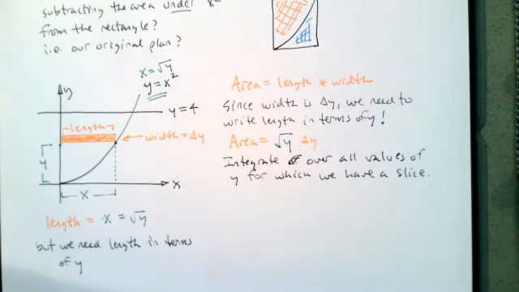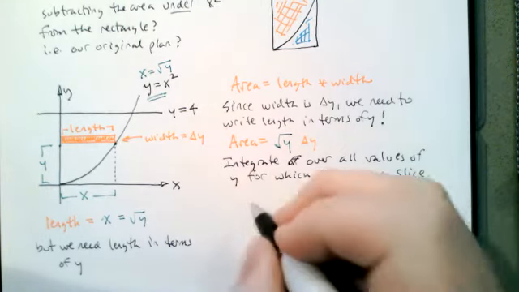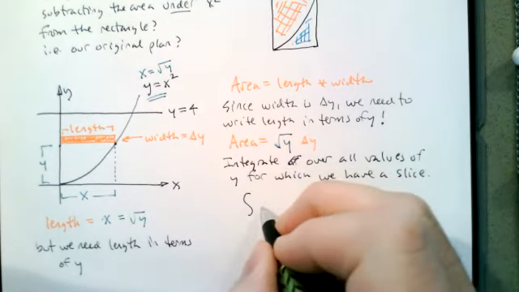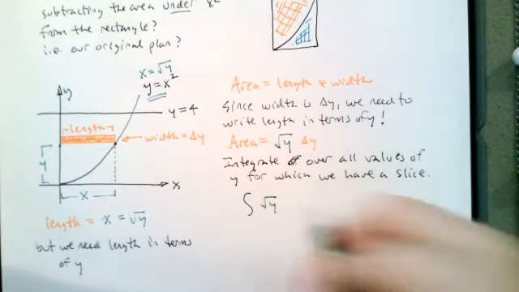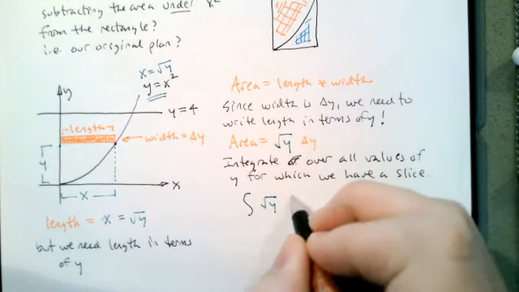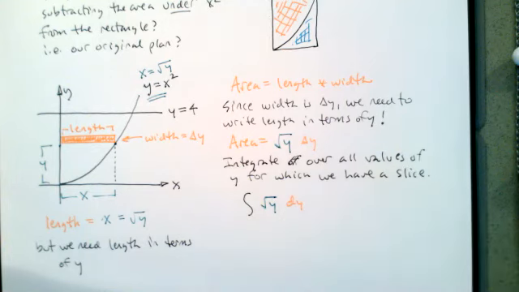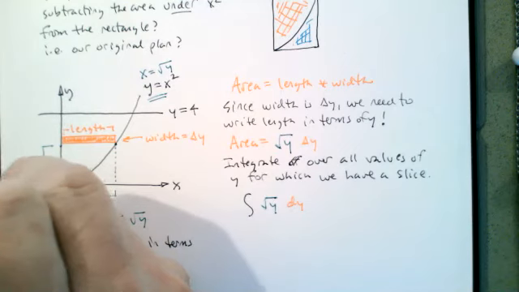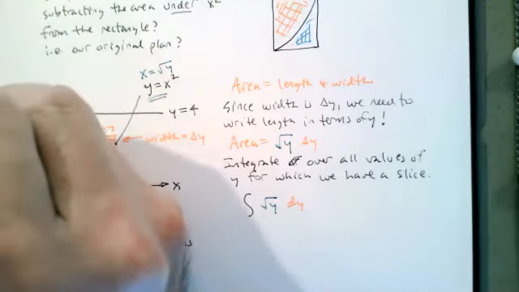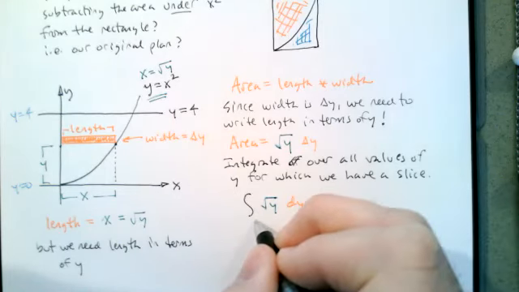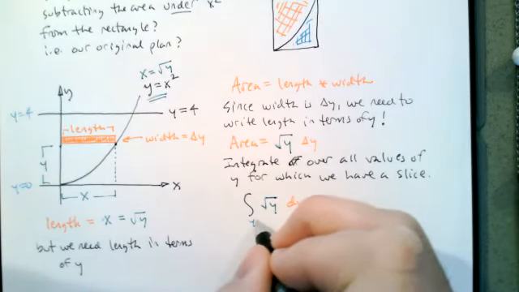So we have a length, which is the square root of y. The delta y becomes a continuous dy. And then we just go back to our graph and see our y values start off here at 0, and our y values stop at 4. So we're going to integrate dy from 0 to 4.